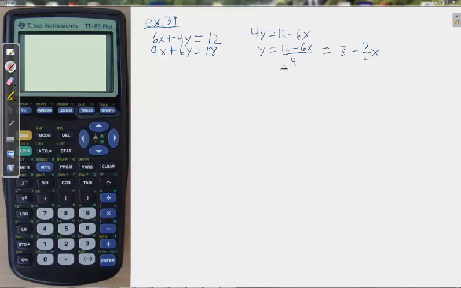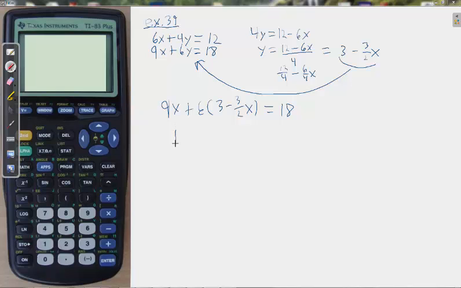I split it up into two terms, 12 fourths minus 6 fourths x, if you didn't understand what I did there, because you can't just reduce with one term. It has to be with everything on the top. Alright, so 3 minus 3 halves x, take that and plug it in for y. So 9x plus 6 times 3 minus 3 halves x equal 18.